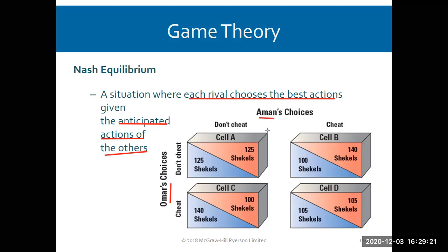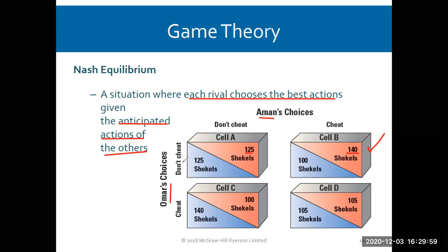So in which case Aman stops and thinks, well, if Omar cheats, I know I'm only going to get 100. So why don't I cheat too? And the price drops even further, but it works out that Aman gets 105 and Omar gets 105 if they both cheat. And you can do the math in the textbook to get at those numbers. But the upshot is then Aman sits back and says, well, if Omar doesn't cheat and I don't, I get 125. But if I do, I get 140. So I think I might like to cheat if Omar doesn't.